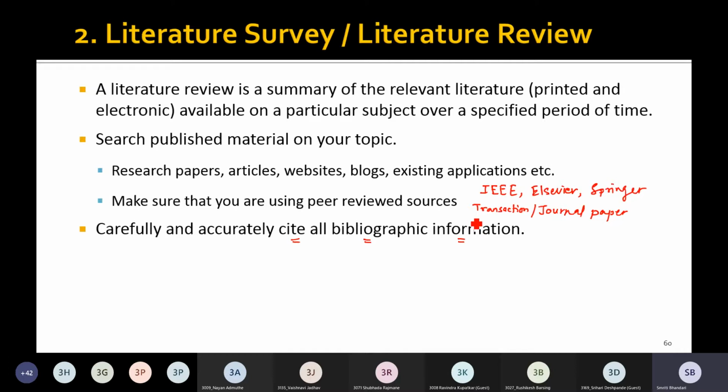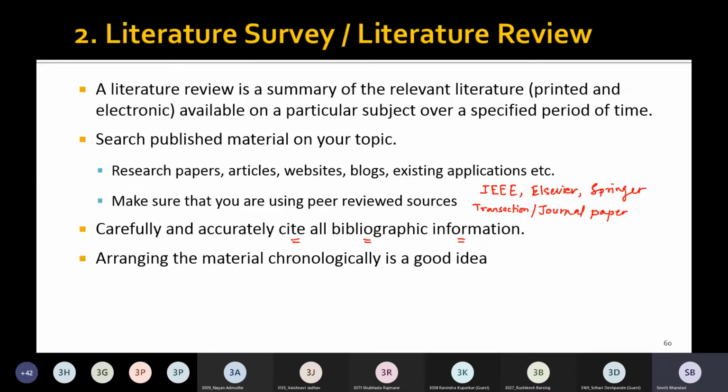Meaning, if we are referring to somebody else's work, then we should provide appropriate credit to that particular paper or that particular author, or that particular website, whatever we are referring to. So we should carefully and accurately cite all the bibliographic information.